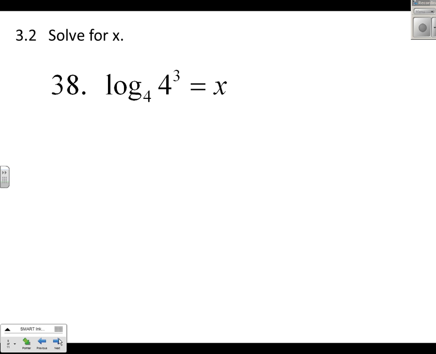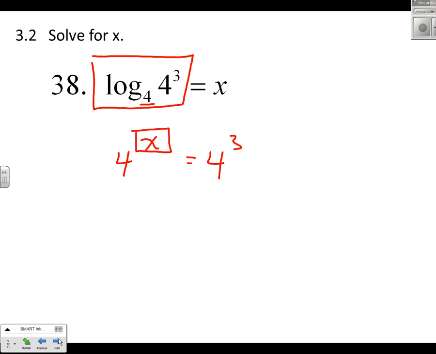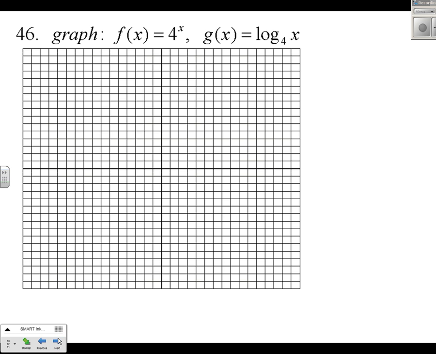Likewise, this, which is equal to x, is the exponent that would turn 4 into 4 to the third. Wonder what that could be. Of course, x is 3. 3 is the exponent that turns 4 into 4 to the third. You just keep repeating it over and over again. Trust me on that one. You are going to understand the rules of logarithms and not have to memorize some of the properties later on.